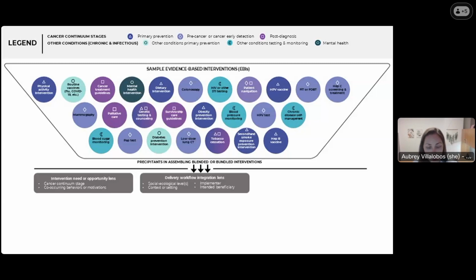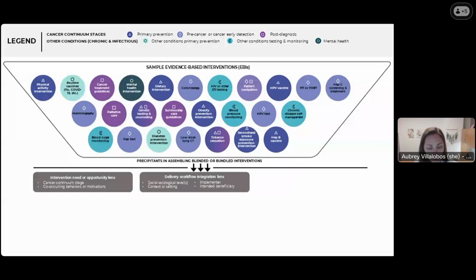A second lens to look through when identifying interventions to integrate is delivery and workflow integration. So selecting interventions that are developed to be delivered at the same ecological level or context or setting or by the same implementer might make common sense for easy integration, right? However, while some interventions may have aligned motivations for health promotion, it may not be feasible to integrate them because the workflows are too divergent. In thinking about equity, integrating interventions that address or are influenced by shared social or structural drivers, that could be a really good opportunity to advance equity-related outcomes.